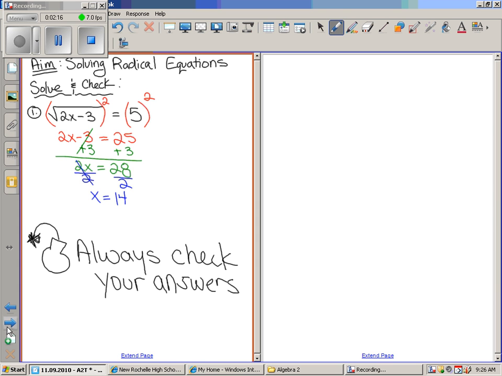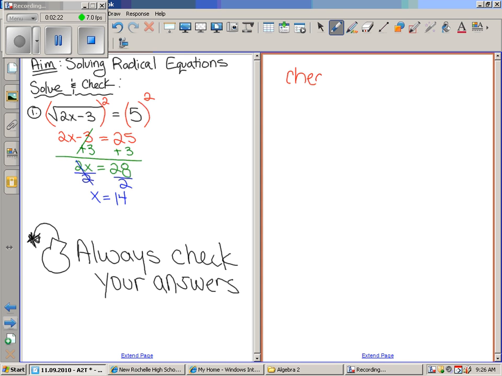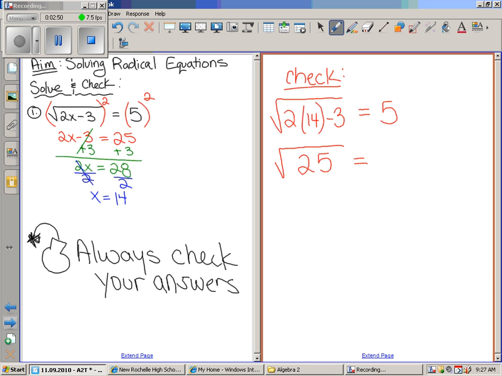Okay, so let's show the check exactly how it should look. So here we go. You take your answer, 14, and you plug it back into the original equation. So that's 2 times 14 minus 3 equals 5. Well, we can do this in our calculator. 2 times 14 is 28, and 28 minus 3 is 25. And is the square root of 25 5? Yeah. So we're good to go. Check.